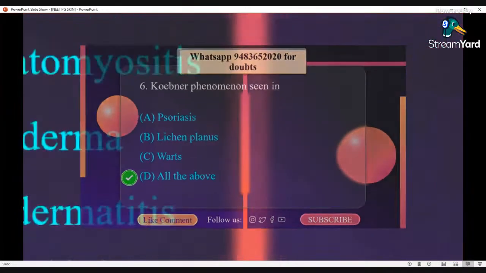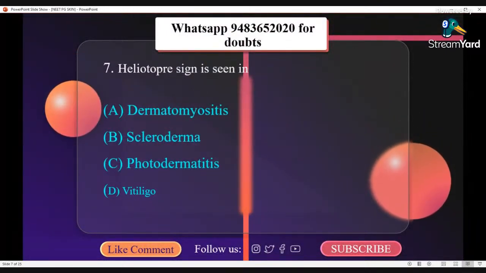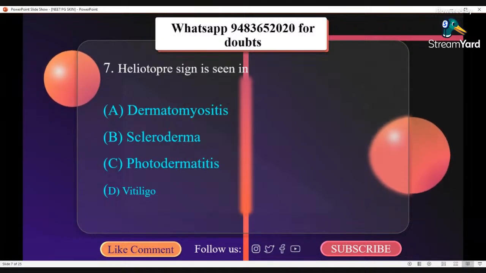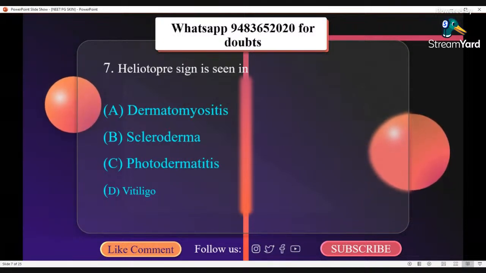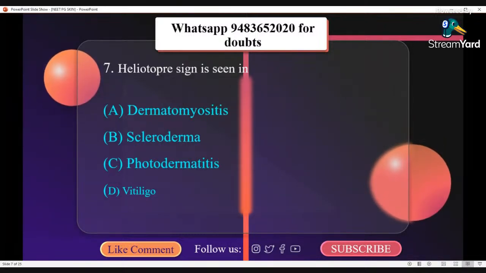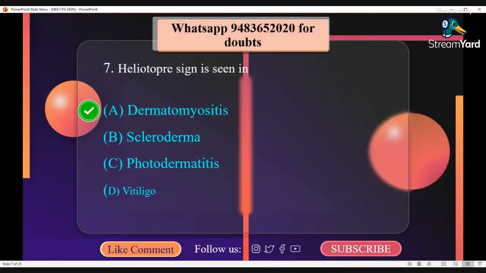Heliotrope sign is seen in dermatomyositis. They have given the four options: A. Dermatomyositis, B. Scleroderma, C. Photodermatitis, D. Vitiligo. The correct option here is A. Dermatomyositis.